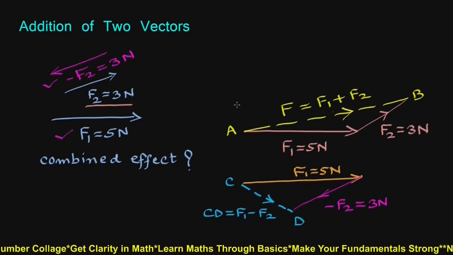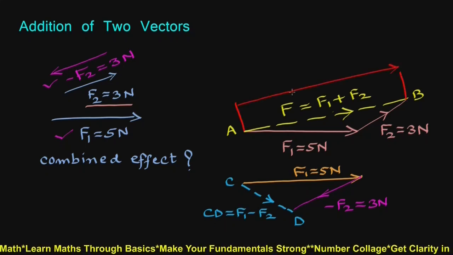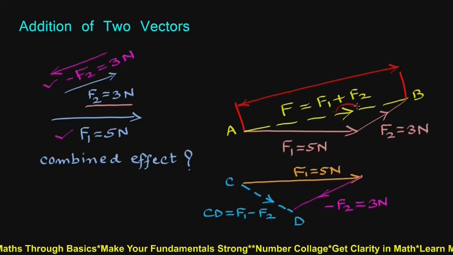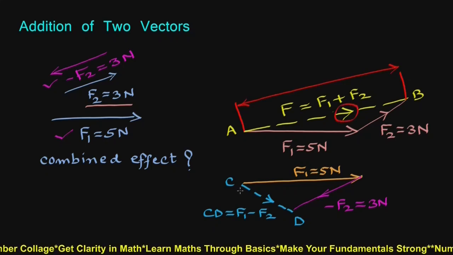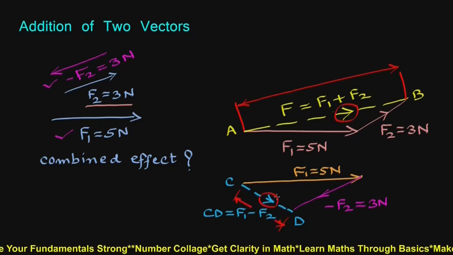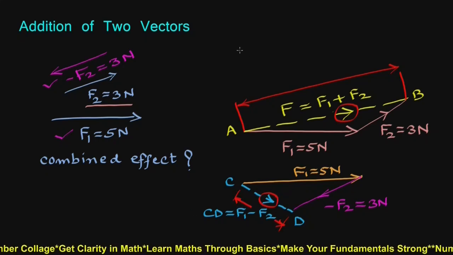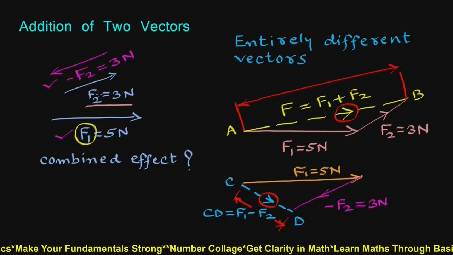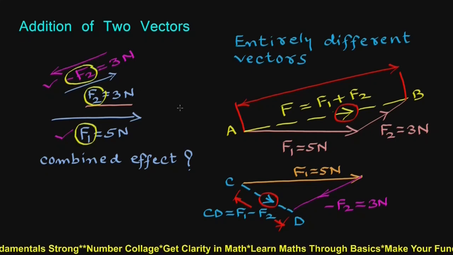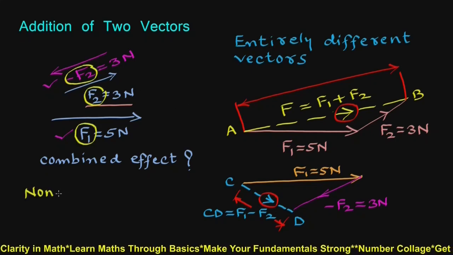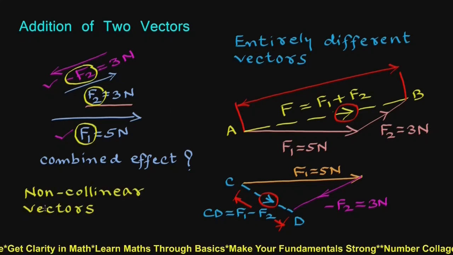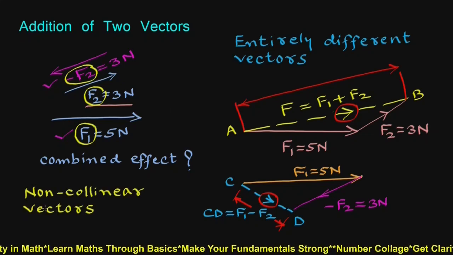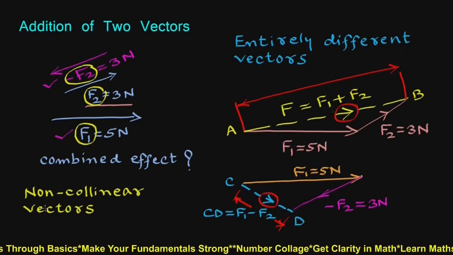Here if we compare the magnitude of vector AB and its direction with the magnitude of vector CD and its direction, we find that we get entirely different vectors. Note that F1, F2 and minus F2 are non-collinear vectors. Shall we get the same vectors if they are collinear? Let us check.